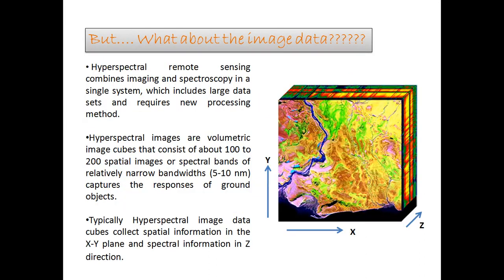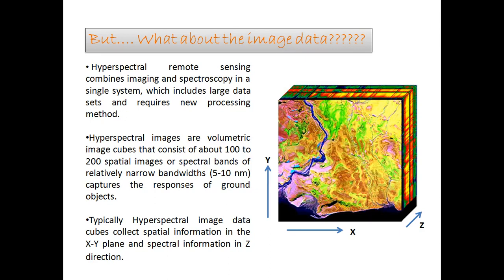So now the hyperspectral image data. What is the nature of this hyperspectral image data? That is very important, and that is very interesting. The hyperspectral remote sensing imaging system combines the spectroscopy and the image data in a single system, as I have said earlier.